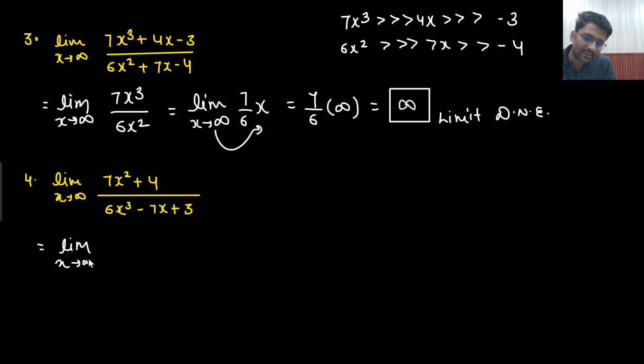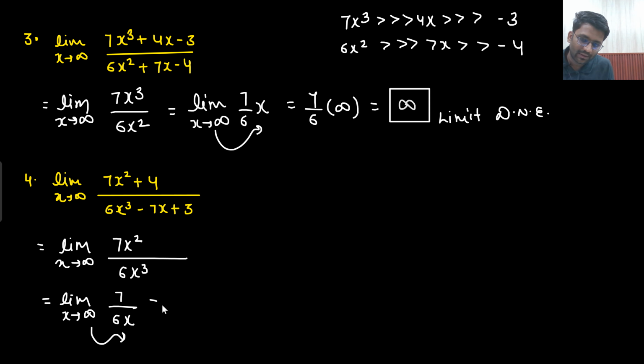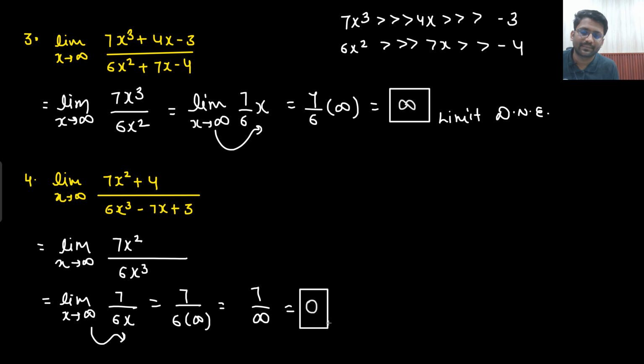Here what I will do? Sir, x is tending to infinity, right? So 7x square plus 4, where 7x square is a very much larger value. So 7x square divided by 6x cube minus 7x plus 3, so 6x cube will be very much larger. The rest of everything I can ignore. So what am I left with? Limit x tending to infinity, 7 divided by 6x. Now simply put the limit here. What will you be getting? 7 by infinity. What is the answer? 0. That's it. This is the answer. So here the answer is 0.